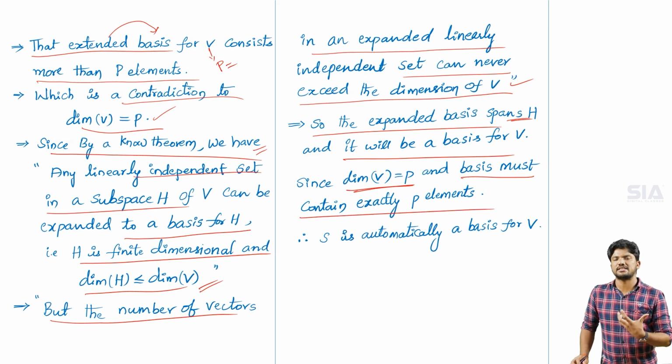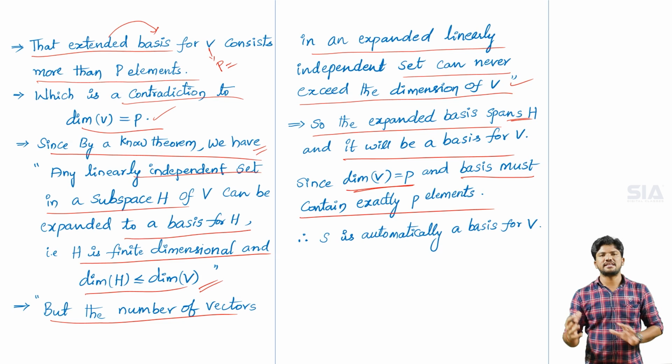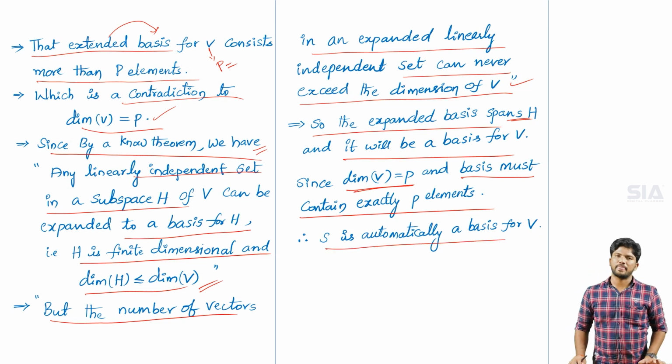Even if you apply the extension property, with the help of that extension property you may get more vectors, but the dimension does not exceed P. So therefore S is automatically a basis for capital V.